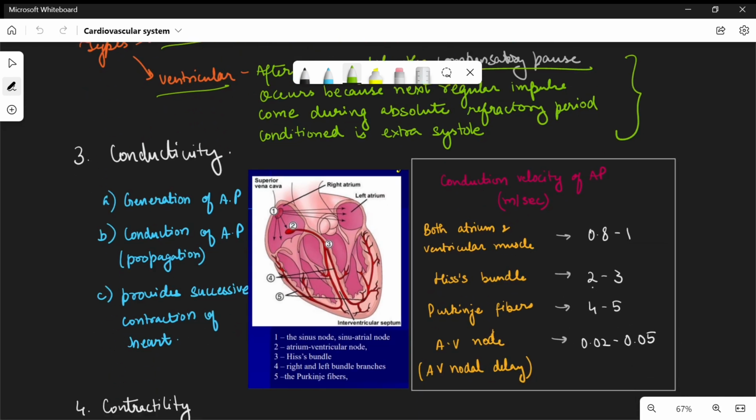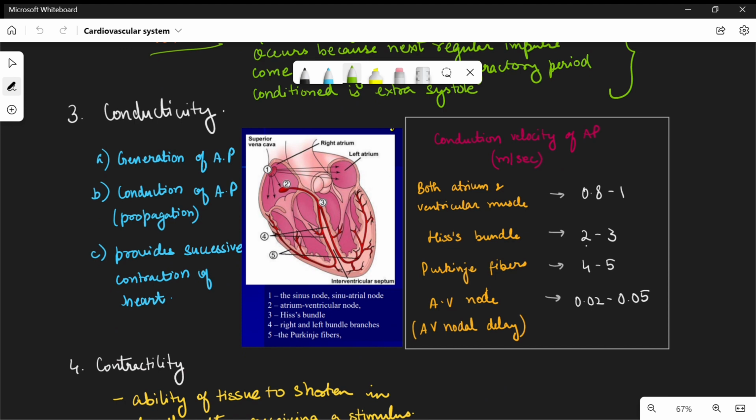Next, coming to the property conductivity. These 3 points you need to learn. What is conductivity? Basically, it's the generation of action potential, right? So the first main function of conductivity is to generate action potential, and conduction of action potential is second. Once it's generated, it will be conducted. That is known as propagation. Because of this generation of action potential, contraction of heart muscles will take place.